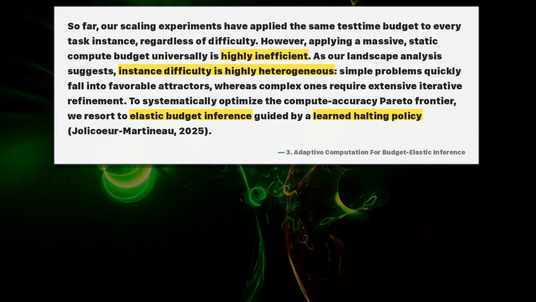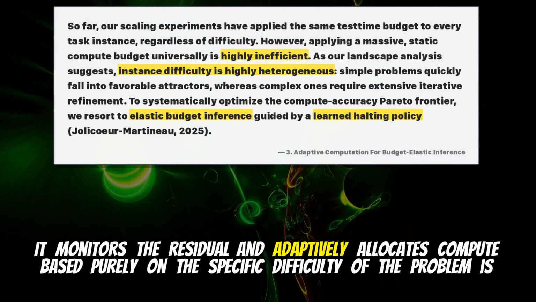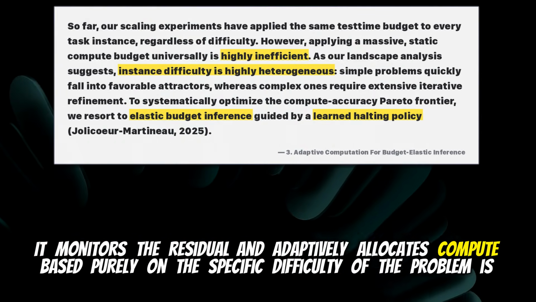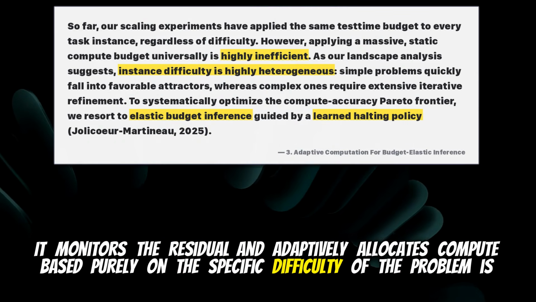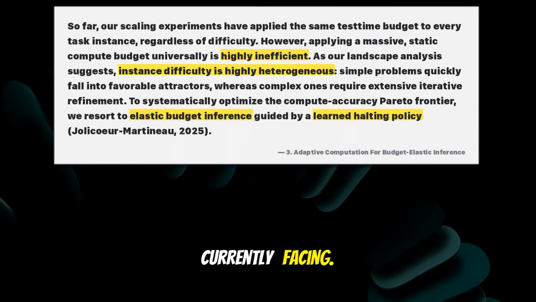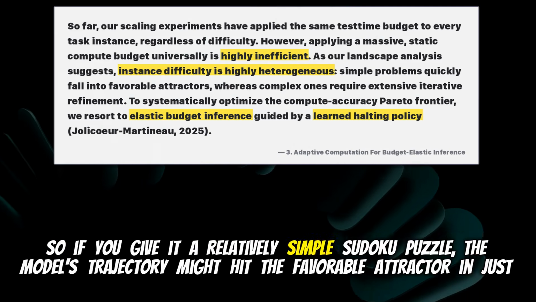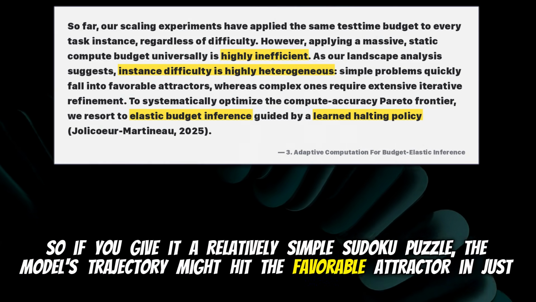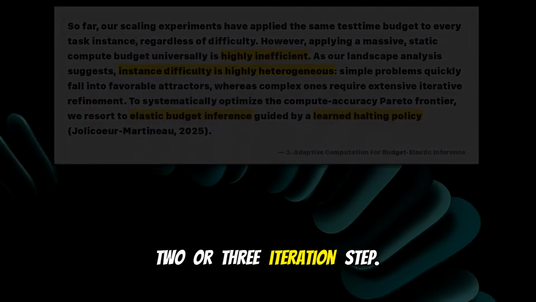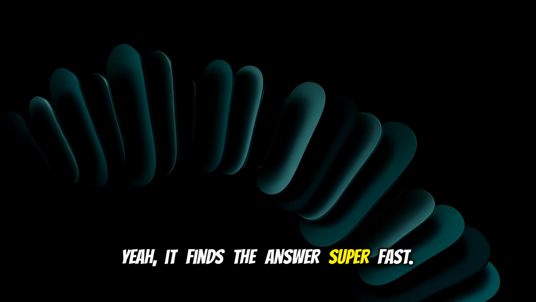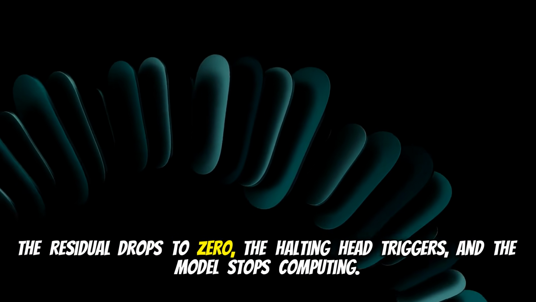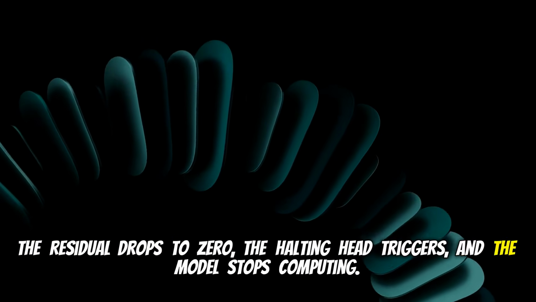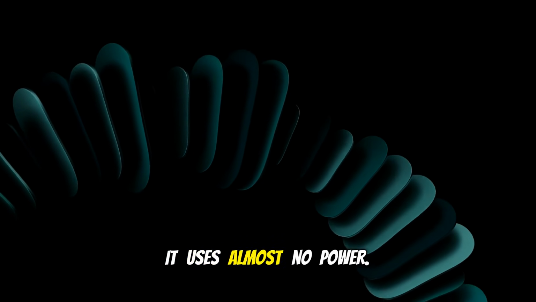Oh, nice. It monitors the residual and adaptively allocates compute based purely on the specific difficulty of the problem it's currently facing. So if you give it a relatively simple Sudoku puzzle, the model's trajectory might hit the favorable attractor in just 2 or 3 iteration steps. Yeah, it finds the answer super fast. The residual drops to 0, the halting head triggers, and the model stops computing. It uses almost no power.